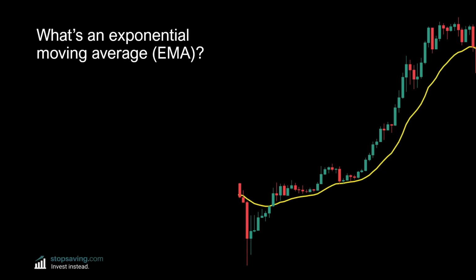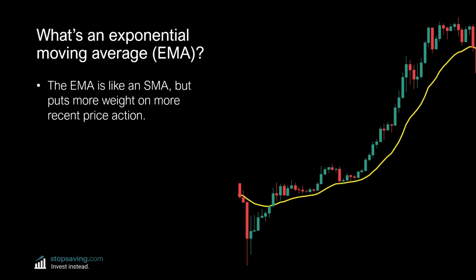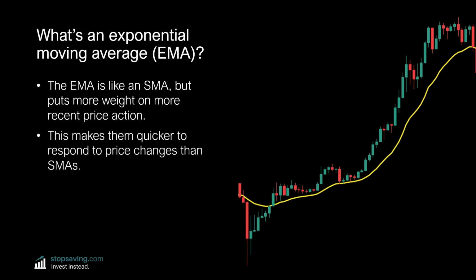We've covered simple moving averages, but what about exponential moving averages, or EMAs? Well, EMAs are just like SMAs, except they put more weight on more recent price action. This makes them quicker to respond to price changes than SMAs. It doesn't really matter too much whether you use SMAs or EMAs, but personally I like to use a combination of the 8 EMA, the 21 EMA, and 50 SMA for my strategies.